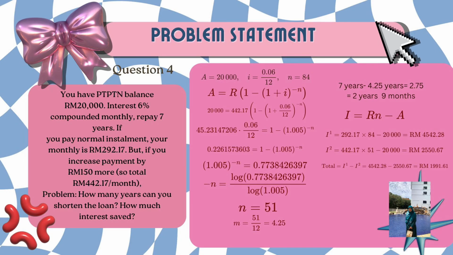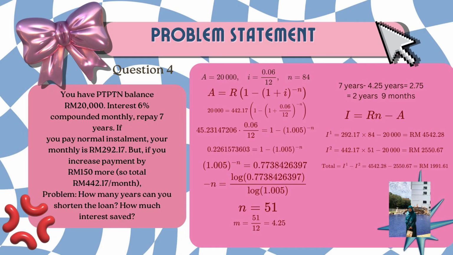So in this question, we have A, which is 20,000, I, which is 0.06 divided by 12. How did we get 12? This is because this question mentions compounded monthly, so it must be 12. For R1, we get 292 ringgit 17 cents, and for R2, we get 442 ringgit 70 cents. For N, we must use 7 multiplied by 12, and we get 84.